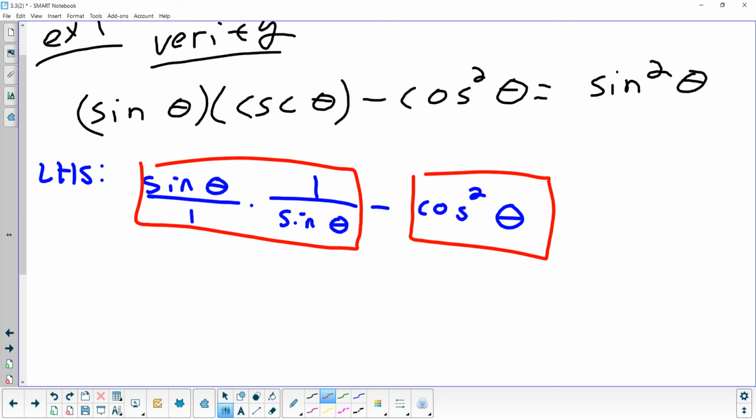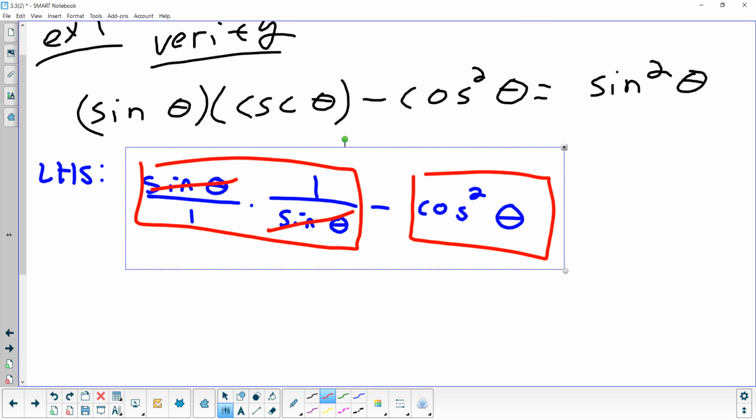If you have any terms that have the same thing in the top and the bottom, you can cancel it. So, is there anything that would cancel here from the first term? James? Both the sine and 1. Yeah, the sines, those we cancel out. And what is 1 divided by 1? 1. So now I have 1 minus cosine squared.